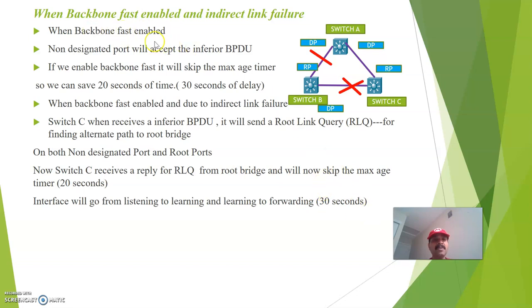So when backbone fast is enabled, there is no maximum age timer. It will automatically move from listening to learning and learning to forwarding. So in case backbone fast is enabled, we can save around 20 seconds. So there will be only a 30 seconds time delay.